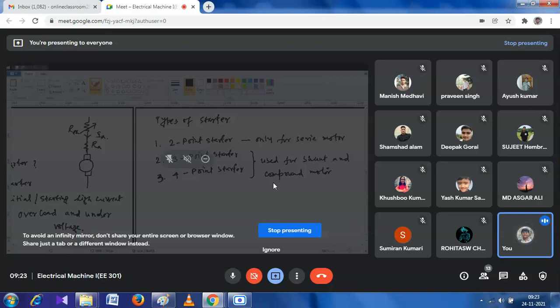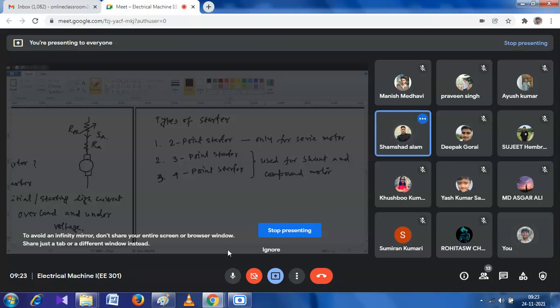So, tell me how many types of starter are available for DC motor? Three types. What are these? 2-point starter, 3-point starter, 4-point starter. And tell me which starter is used for which kind of motor. Sir, 2-point starter for series, and the remaining 3-point and 4-point for shunt and compound type.